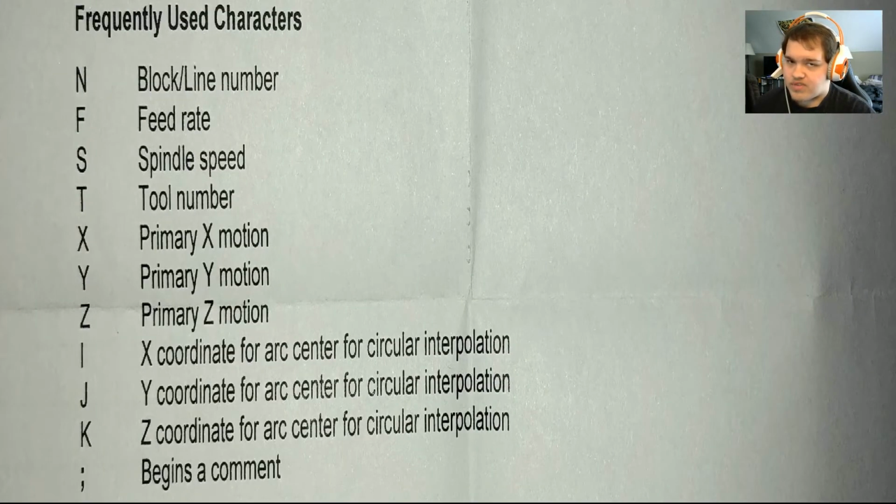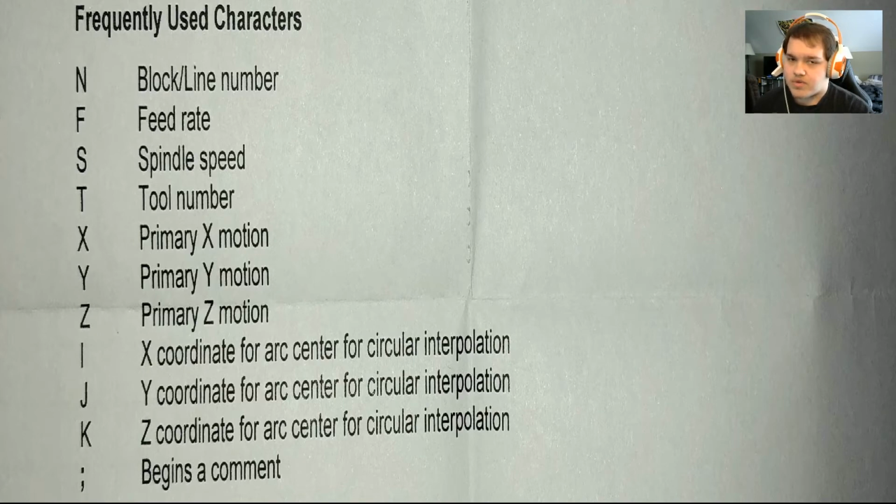Here you have frequently used characters. N is the block or line number, so that's what you would put at the beginning of every single line. If it's line 1, you put N01. If it's line 10, N10. If it's line 15, N15. All that stuff. And then you have the feed rate.